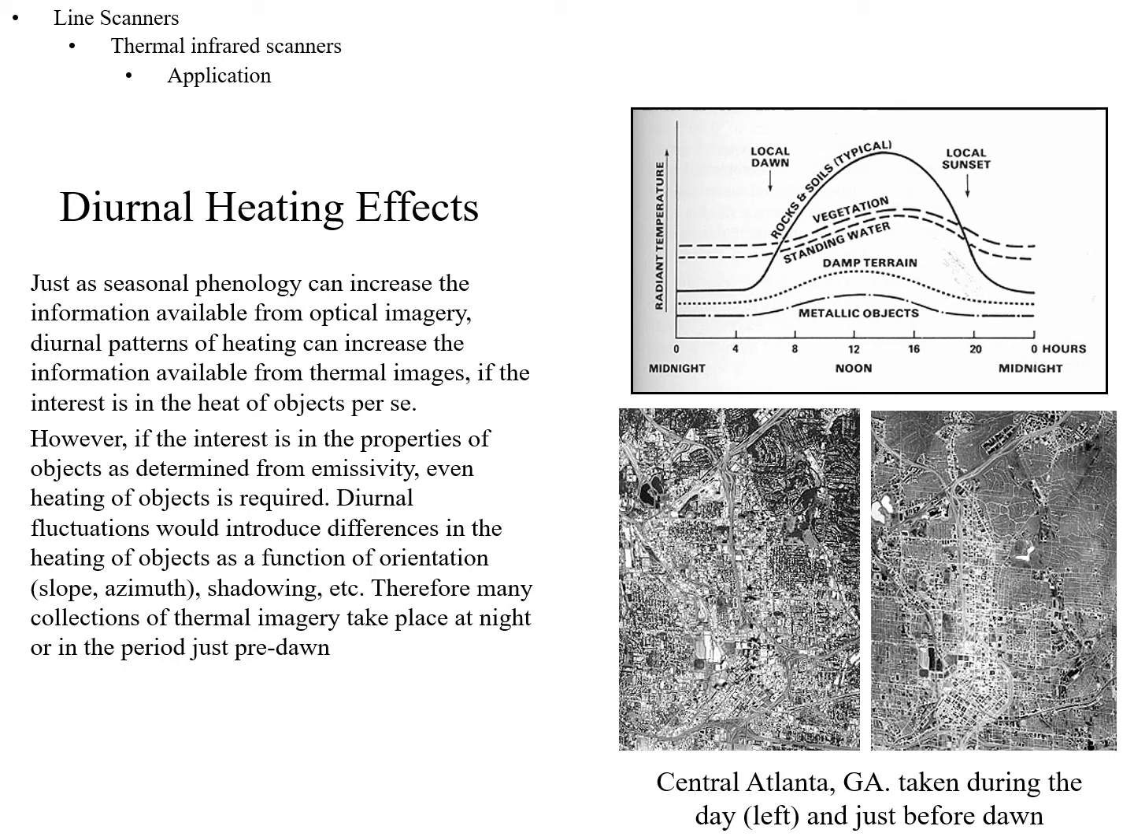However, if the interest is in the properties of objects as determined from emissivity, even heating of objects is required. So diurnal fluctuations would introduce differences in the heating of objects as a function of orientation, slope and azimuth, shadowing, etc. Therefore, many collections of thermal imagery take place at night or in the period just pre-dawn.